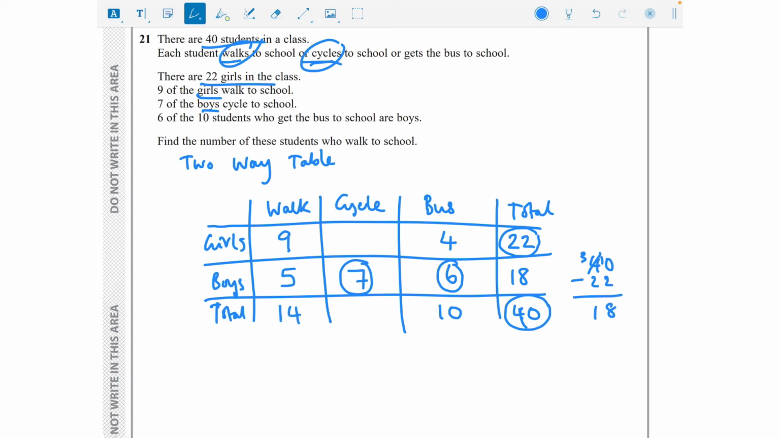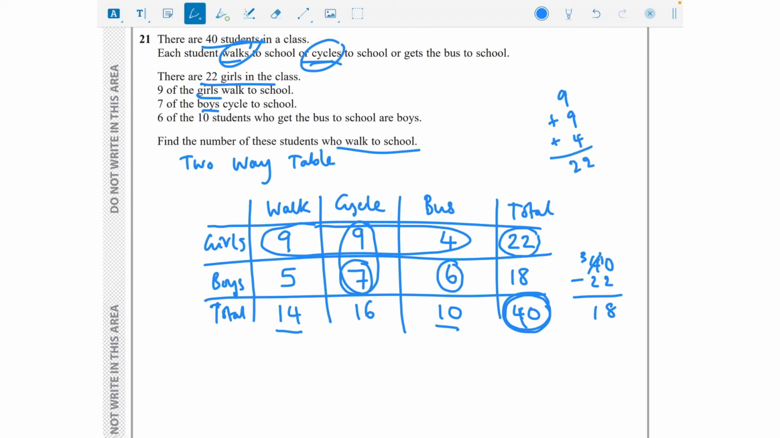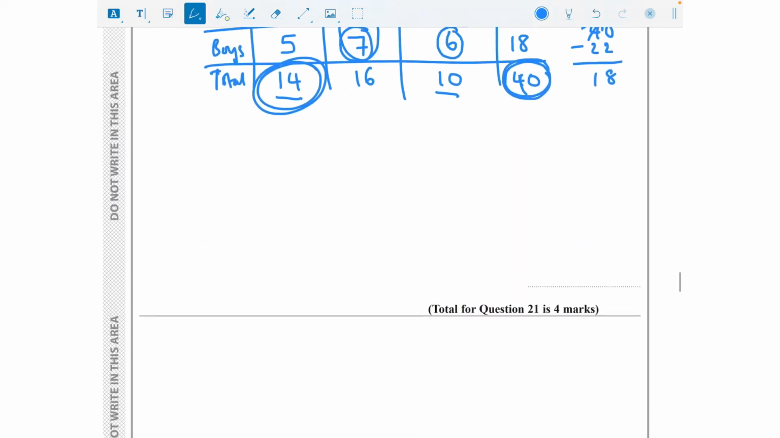That's actually all we need for the question, but I'm going to keep going just to make sure it's fully correct. I've got 14 here and 10 here. That makes 24. So I need another 16 cycling to add up to 40. And then 7 add what makes 16? Well, we would need another 9 students cycling. And I'm then just going to check that my girls adds up to 22. So 9 add 4 is 13, add 9 is 22. So yep, that's fully correct, and now I'm confident that I've got it right. So we're looking to find the number of students that walk to school, and it is going to be 14. So let's just pop that down there on the answer line.